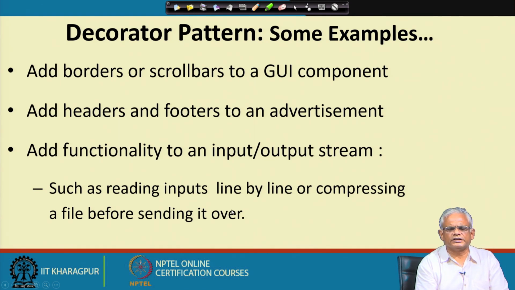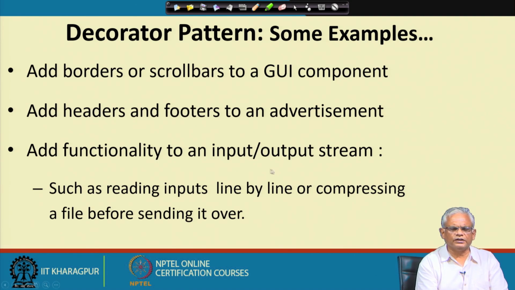The decorator pattern is very similar. Let us look at some examples. We had just seen adding borders and scroll bars to GUI components, adding headers and footers to an advertisement. The advertisement object exists and then you might add any number of headers to that in runtime, any number of footers. It is not that there are different classes: one is advertisement with one header, one footer, advertisement only header, advertisement without header, without footer, advertisement with no header but 2 footers, and so on. Here we can dynamically add as many headers and footers as needed to an advertisement.